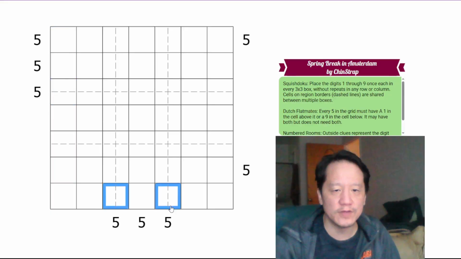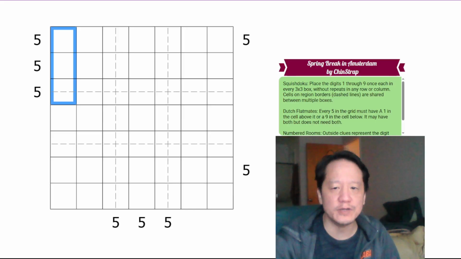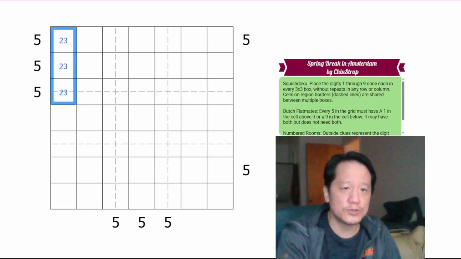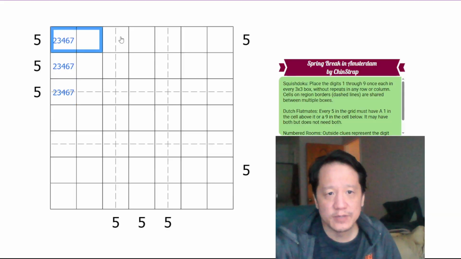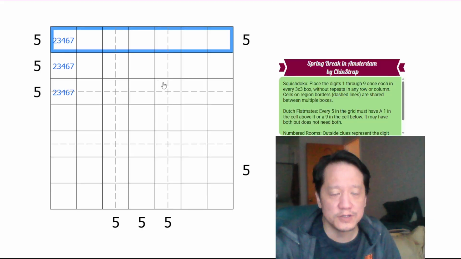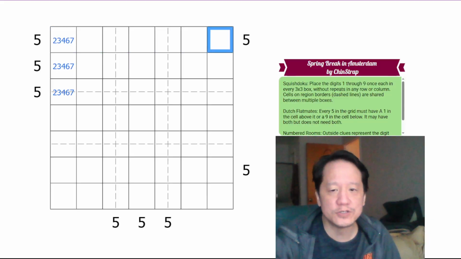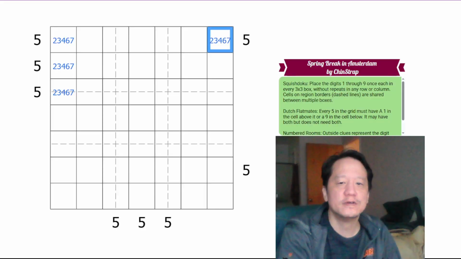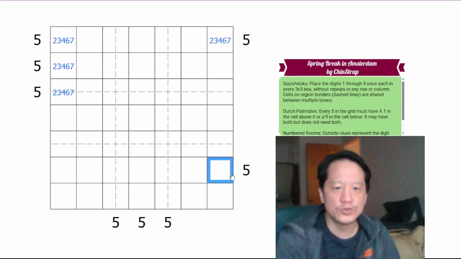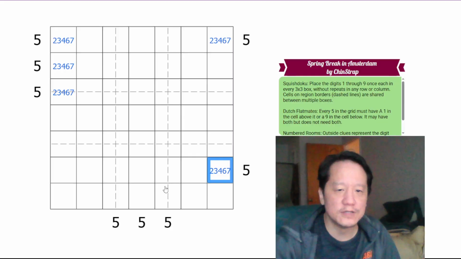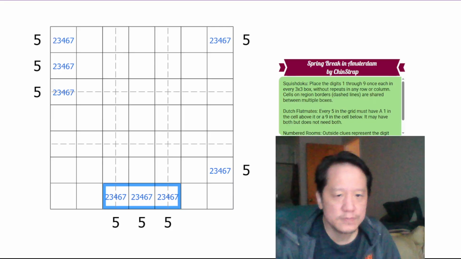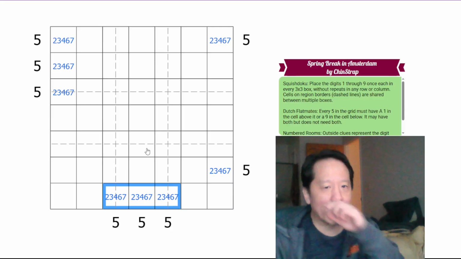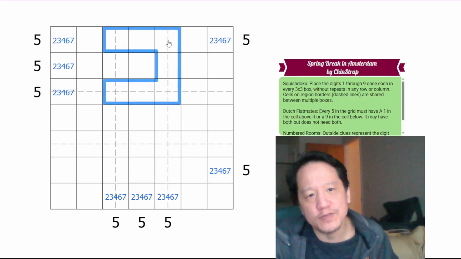Same with any of these, same with these two. So this has to be either 2, 3, 4, 6, or 7, right? Because we only have 7 columns in the Squish Doku. So this is 2, 3, 4, 6, 7. And these are 2, 3, 4, 6, 7. Which means, where can the 5s be in each of these rows?